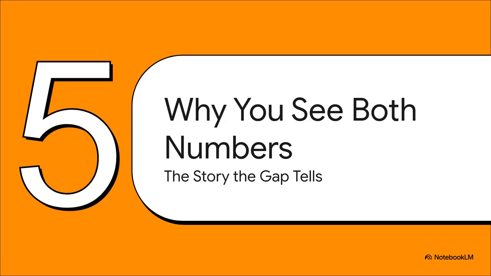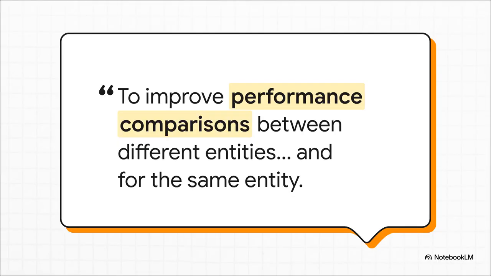And this brings us to the final piece of the puzzle. Why on earth do companies have to report both of these numbers? Well, it's because the difference between them, that little gap, tells a really, really important story. It all comes back to the main goal of IAS 33, which is to improve comparisons. By making every company play by the exact same rules when they calculate basic and diluted EPS, investors like you and me can make much better, more informed apples-to-apples comparisons.